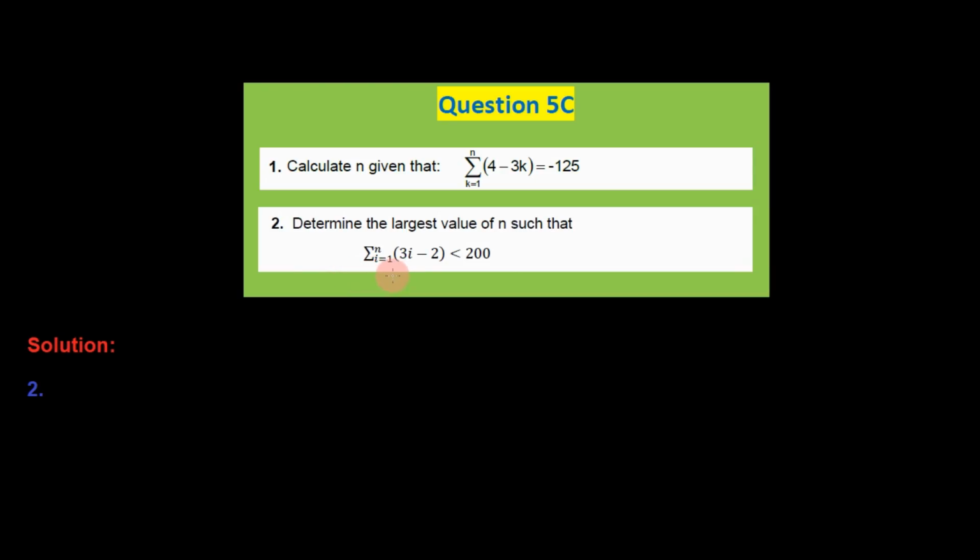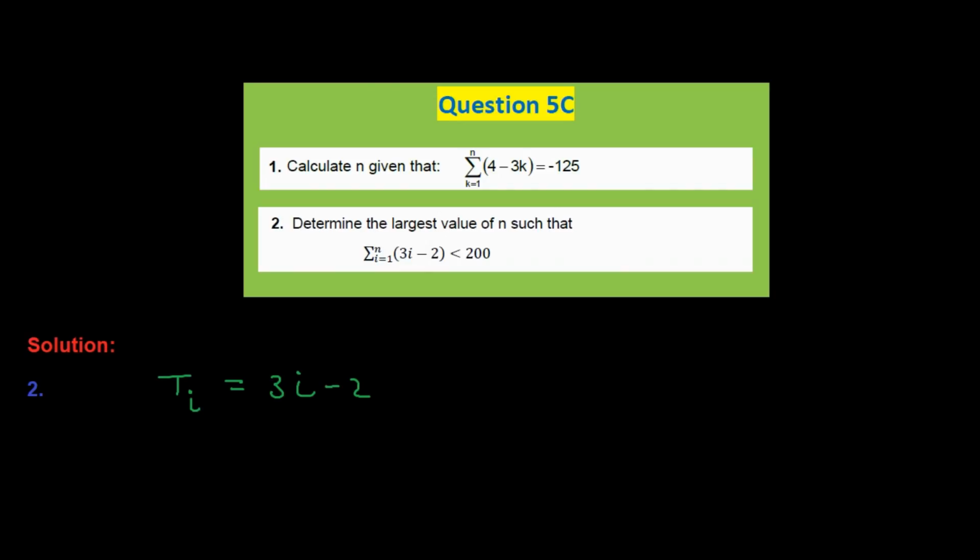In the second part of this question, it says, determine the largest value of n such that this sum is less than 200. In this case, the general term is written in terms of i. It doesn't really matter what letter we use, but we could write it down as t sub i or t sub k. In this case, it's t sub i equals 3i minus 2. If we use k here, then we have to write the right-hand side as 3k minus 2.